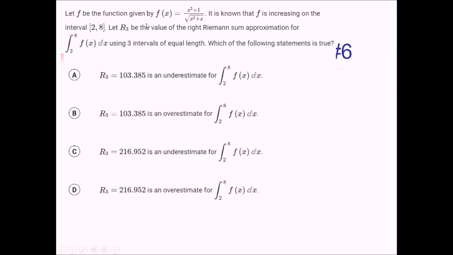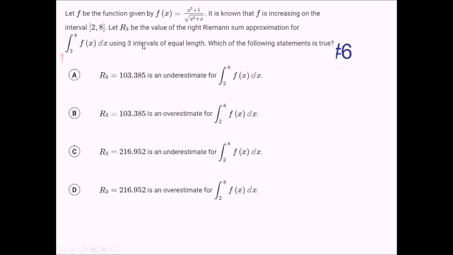For this problem, we're given this f function here, which looks pretty wild. It's also known that this is an increasing function on the interval 2 to 8. And R3 is a right Riemann sum for the integral from 2 to 8, using 3 subintervals of equal length. So if we're going from 2 to 8 over 3 subintervals, that means that each of these subintervals has a base of 2. The rectangles are all 2 wide.